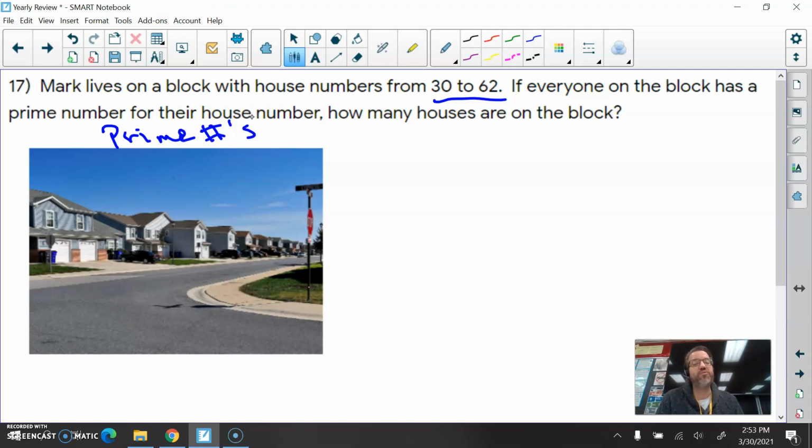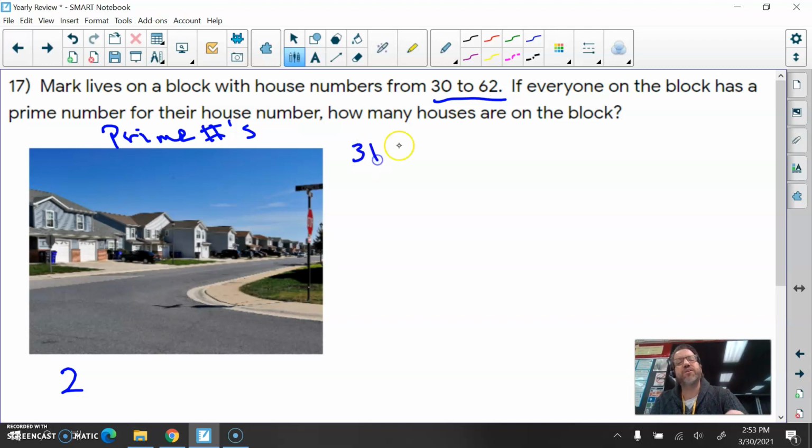So really, the only even number that would be prime is the number 2, right? All other even numbers are composite. So when you're looking at these numbers from 30 to 62, we don't even need to look at the even numbers. We know those won't be prime. So let's just look at the odd numbers.